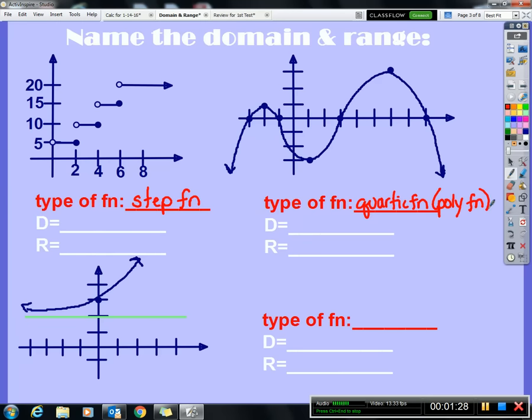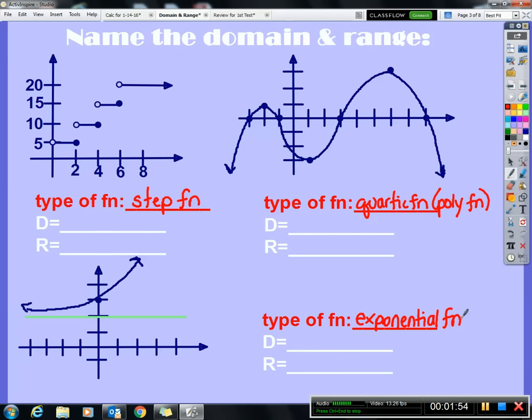And then last but not least, what type of functions have horizontal asymptotes but not vertical asymptotes? This is exponential growth, so it's just an exponential function. And again, you could be more specific if you wanted to and say it's an exponential growth function, and I would accept that. Now, let's look at the domain and range.